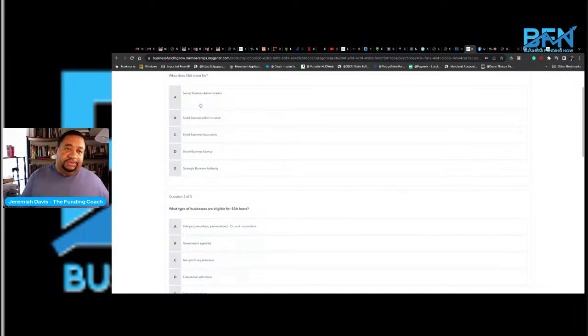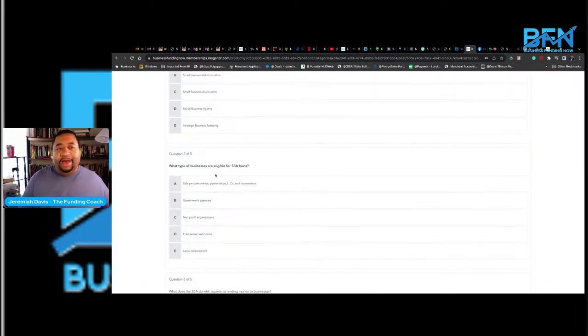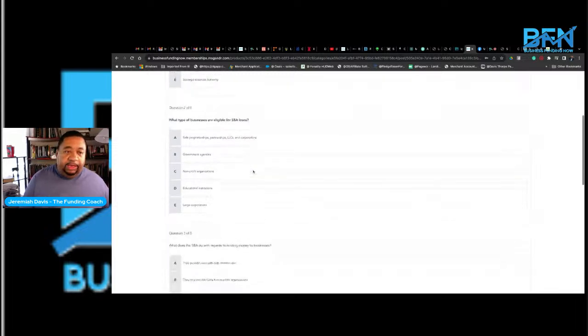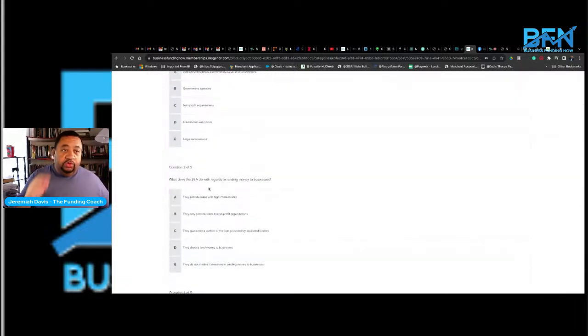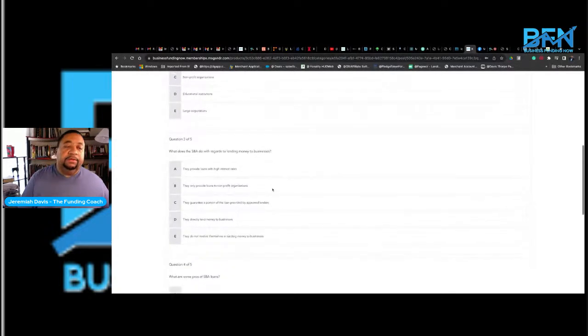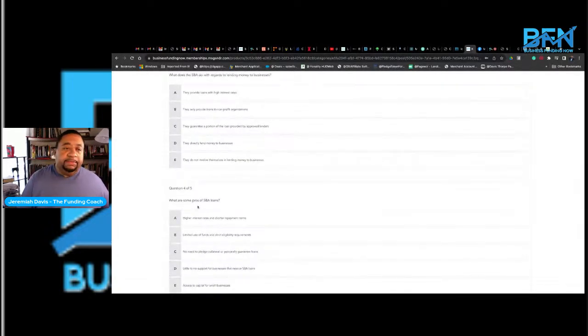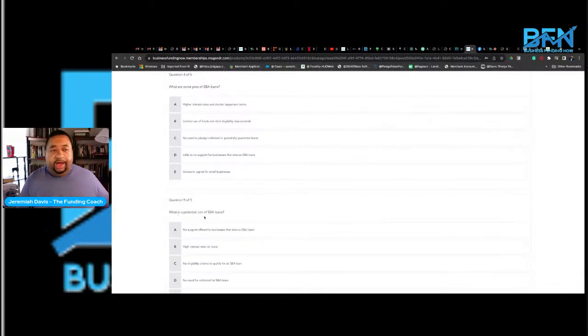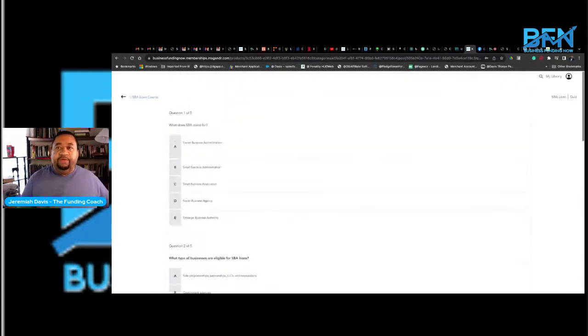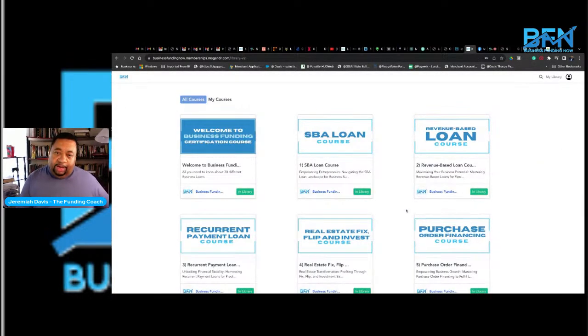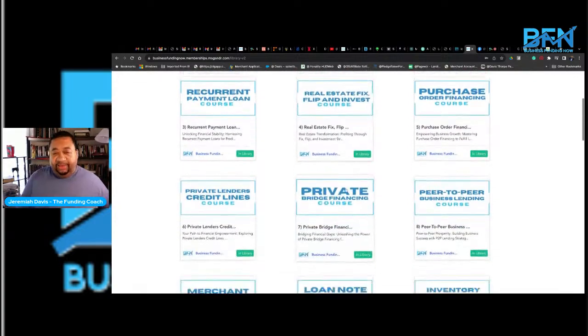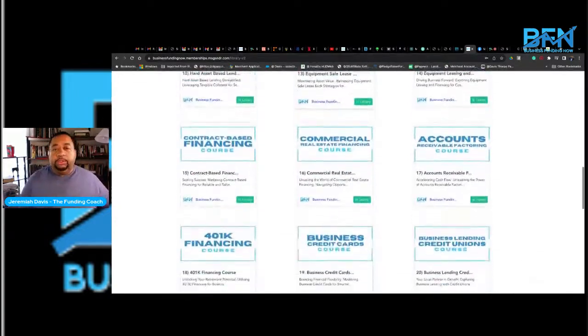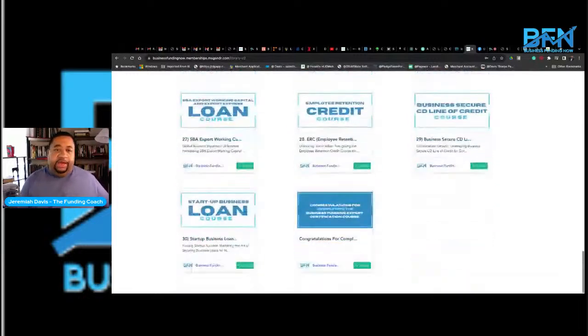So we've got: what is an SBA loan? What types of businesses are eligible for SBA loans? What does the SBA do with regards to lending money to businesses? What are some of the pros of an SBA loan? And what are the potential cons of an SBA loan? Each of those funding products or modules is laid out just like that, all the way through the course, right? And there's no time limit for you to complete this.